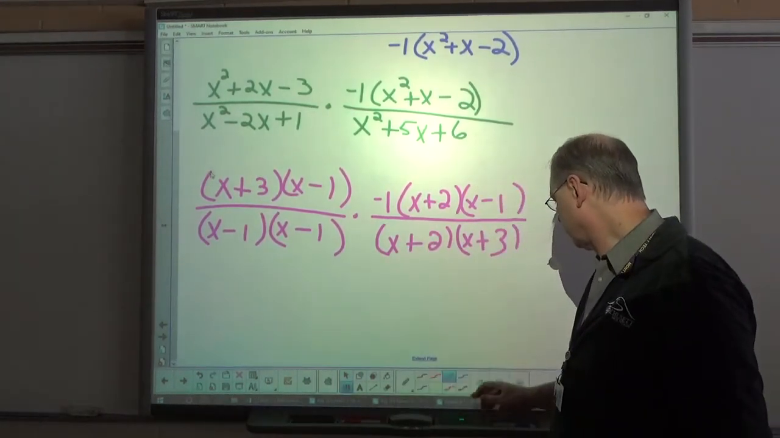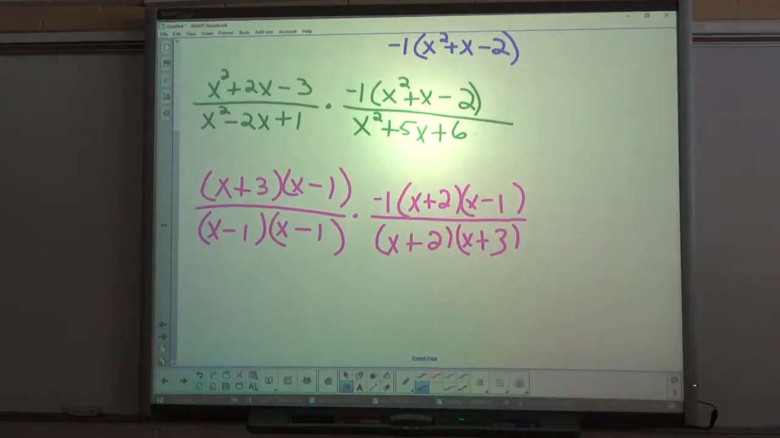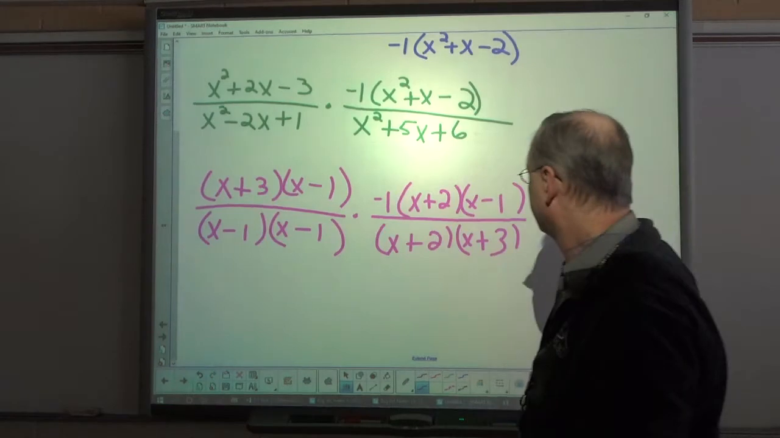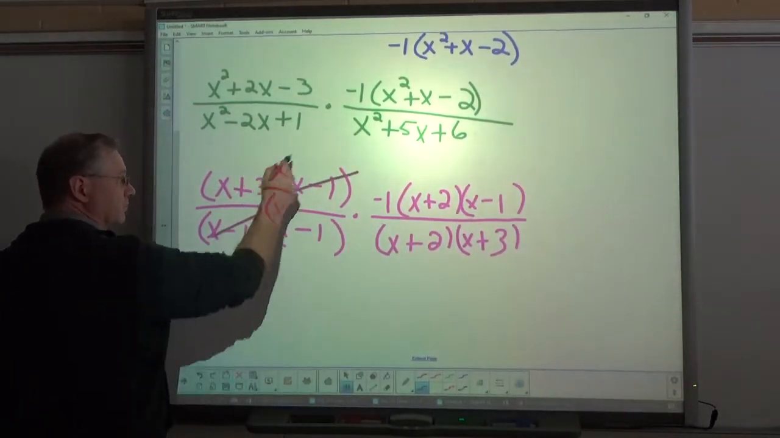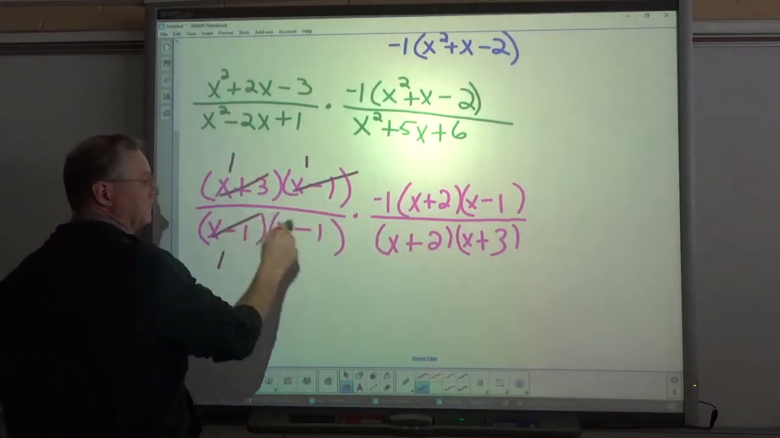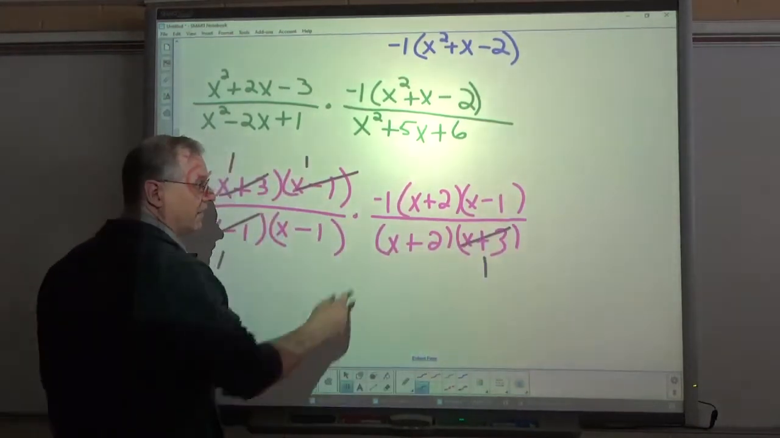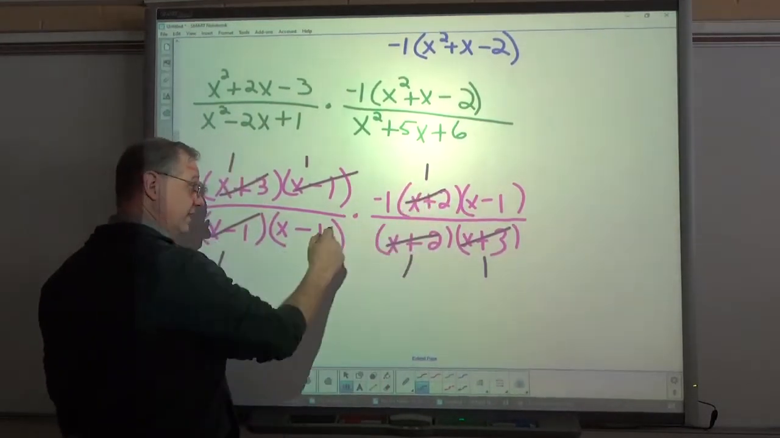Now I can go through and start reducing where possible. A lot of options to reduce. All right, I'm going to reduce x minus 1 with x minus 1, x plus 3 with x plus 3, x plus 2 with x plus 2, x minus 1 with x minus 1.